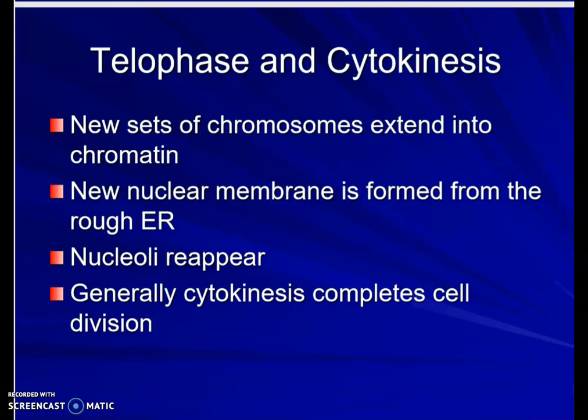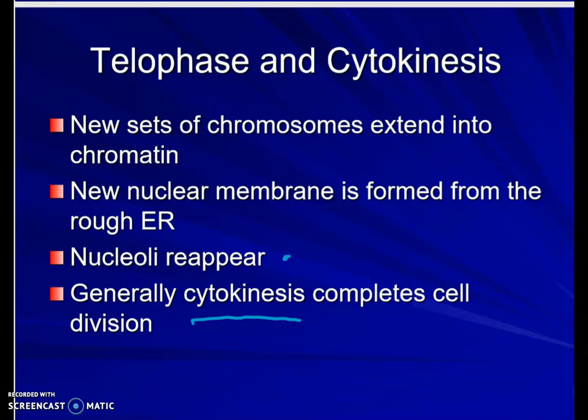And then the final step is telophase, and the actual division of the cell into two new ones. That's called cytokinesis. So in telophase, basically the sister chromatids have arrived at opposite poles, and now we need to start forming a new nuclear envelope around the genetic material. So that means the new nuclear membrane is formed. The nucleoli will reappear, and then cytokinesis is the final step that completes the cell division here.